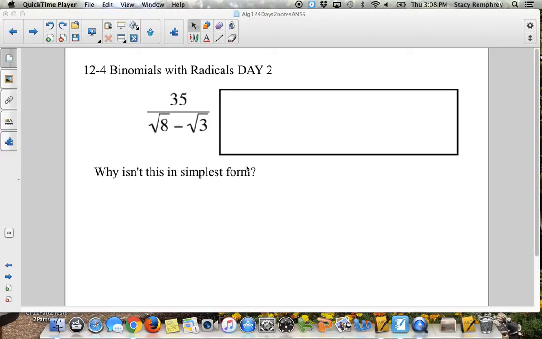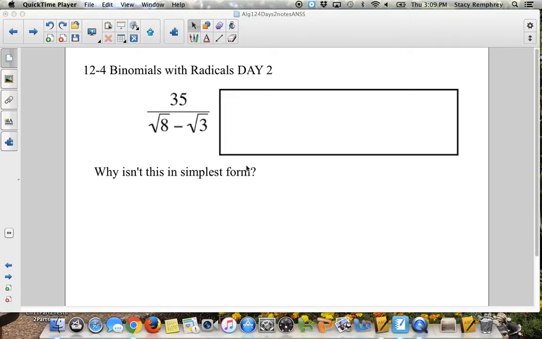And if you multiply the binomial out, root 8 minus root 3 multiplied by root 8 minus root 3, and you do all your work, what you'll get is 11 minus 2 root 24 or 4 root 6, depending how you're doing it. And so what you'll see is you still have a square root down there, so it didn't help us all the way.